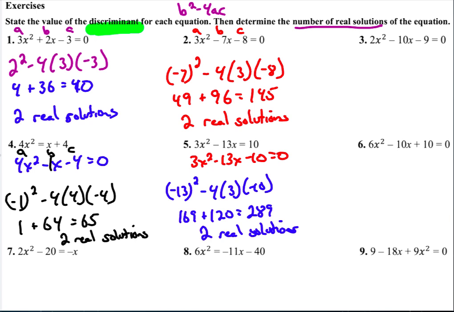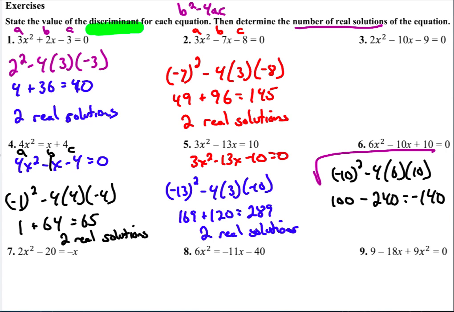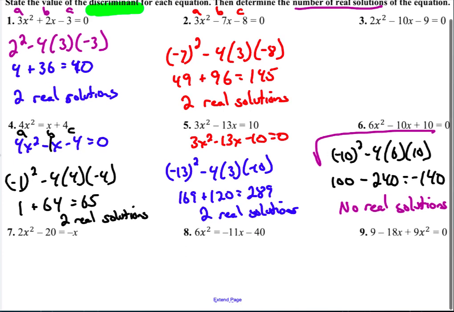Number 6. It's already in standard form, so we're good there. So we go ahead and find our numbers. b squared, so negative 10 squared, minus 4 times a times c. So I get 100, oh, not 1,000, 100, minus 4 times 6 times 10, which is 240, gives me a negative 140. Since I got a negative number, remember this is going to be in my radical, this is going to be no real solutions. Okay? And then let's do number 9.